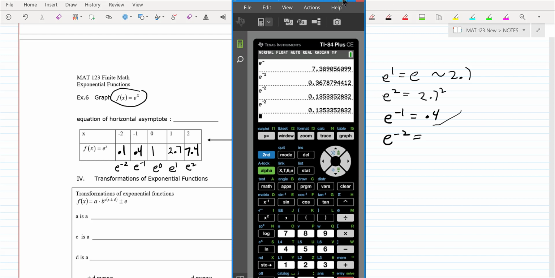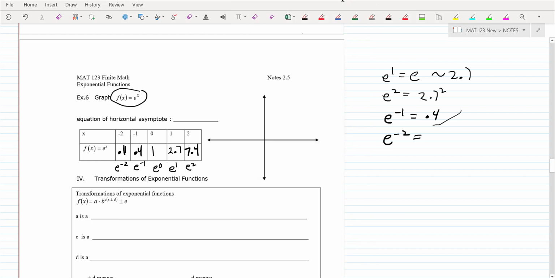Okay. Now the graph of this is going to look a lot like the graph of 2 to the x. So we're going to estimate this. So just do this on your graph. Get everything set up the same way we did on the previous problems.